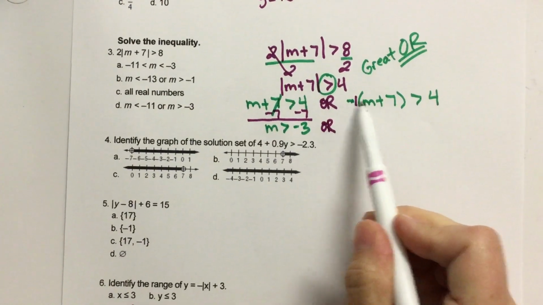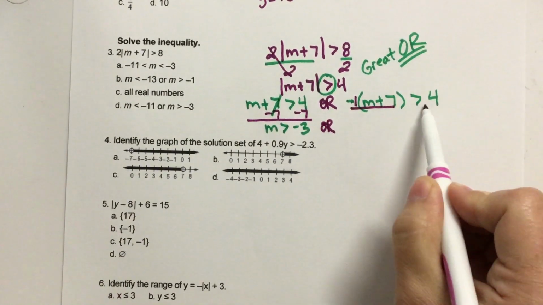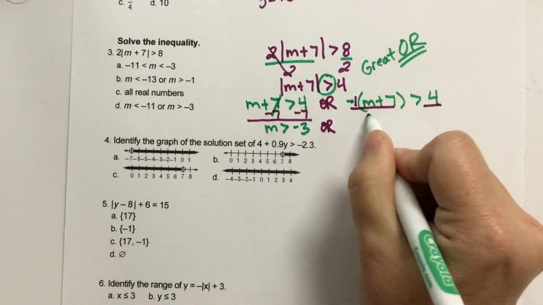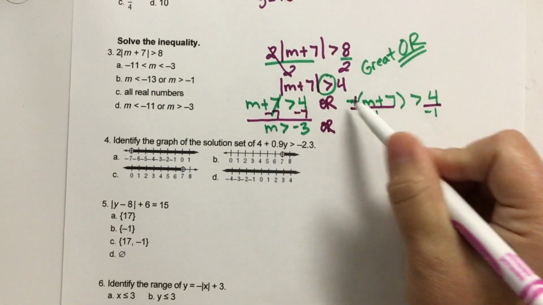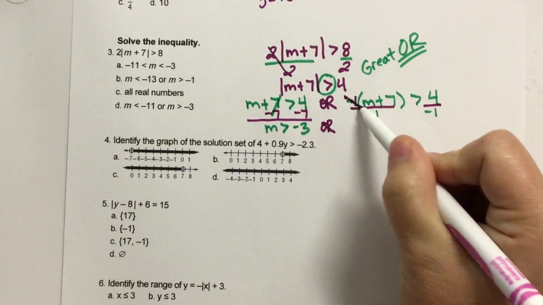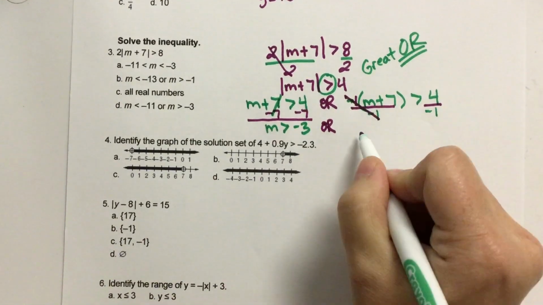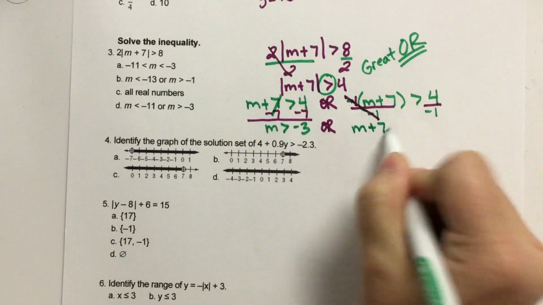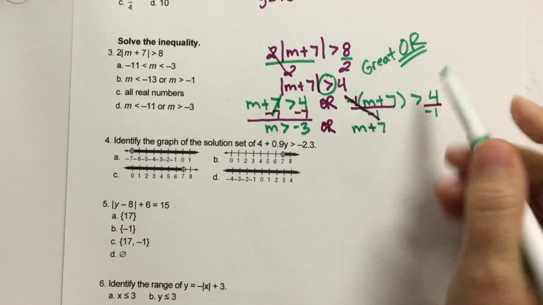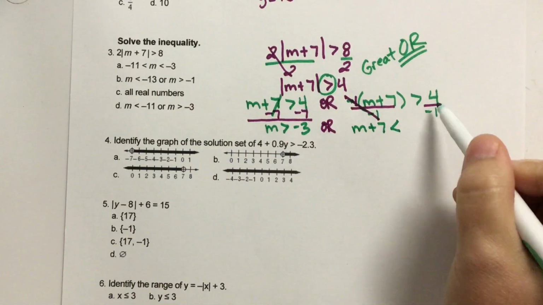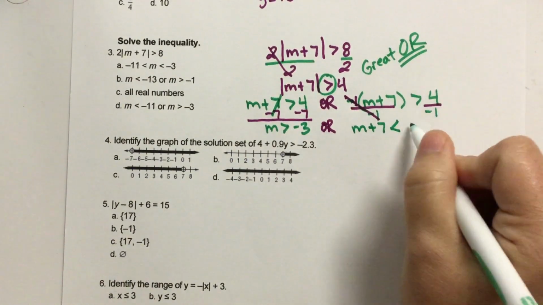So since the negative 1 is multiplied, I'm going to get rid of the negative 1 by dividing. So I'm dividing both sides by negative 1. So anything divided by itself is 1, so those negative 1s cancel out. So your m plus 7 comes down. Now, because I divided by a negative number, I have to flip this inequality sign. So flip. And then 4 divided by -1 makes -4.